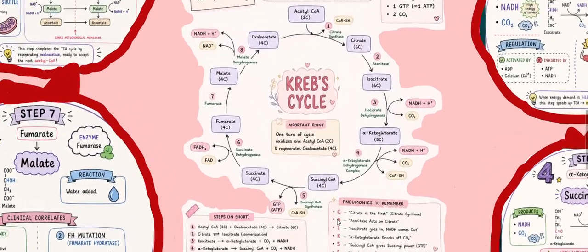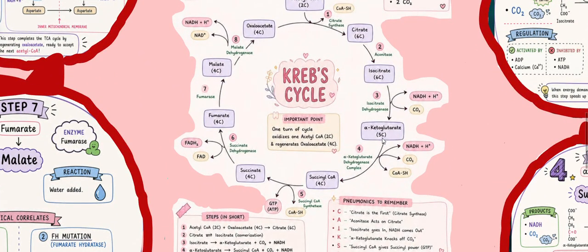Okay, so we've made the alpha ketoglutarate. Now, since we've removed the carbon dioxide molecule here and we produce NADH and hydrogen ion, we say we've done the first step of oxidative decarboxylation. We now move on to step 4, where we are taking the alpha ketoglutarate and converting it into succinyl CoA. And this is done by the alpha ketoglutarate dehydrogenase, right?